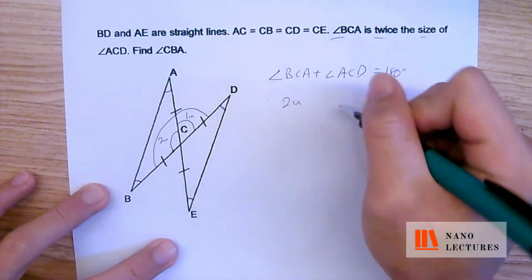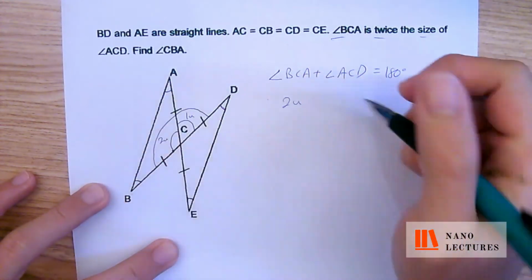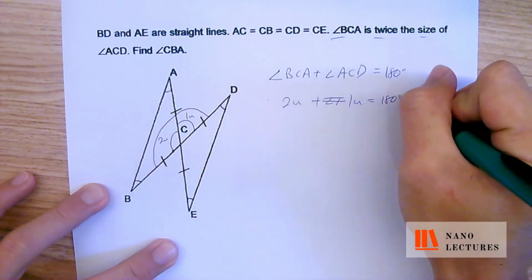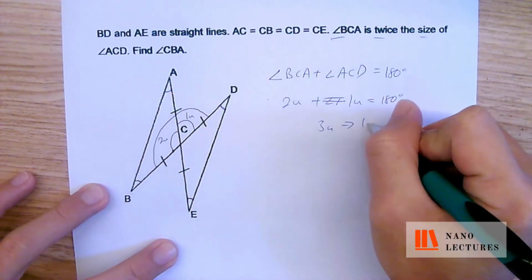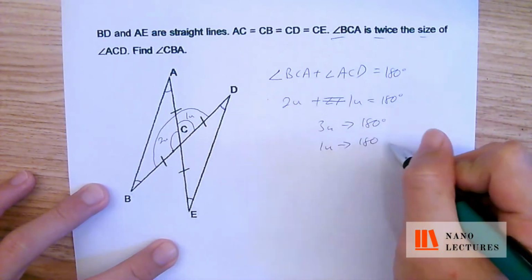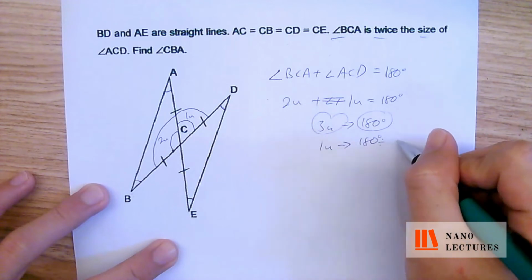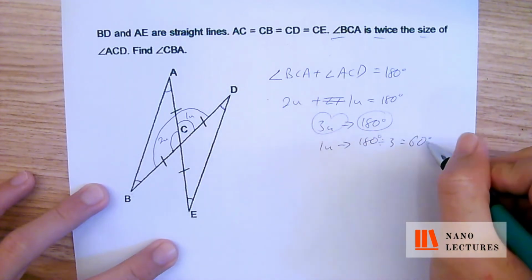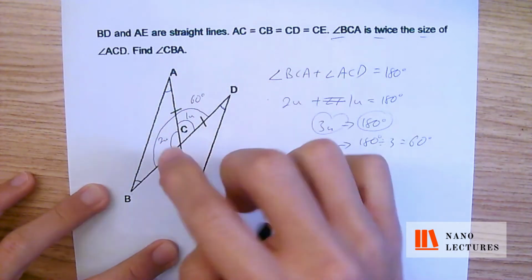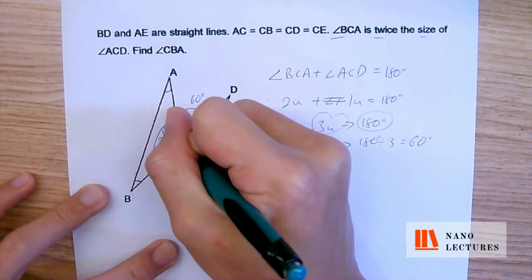Since BCA is 2 units, and then angle ACD, which is 1 unit, equals 180 degrees, this tells me that 3 units is 180 degrees. So we need to find 1 unit first, and that will be 180 divided by 3. Therefore giving us 60 degrees. So we have 60 degrees over here, and then over here is 2 times 60, which should be 120 degrees.